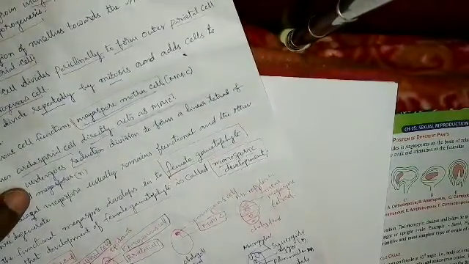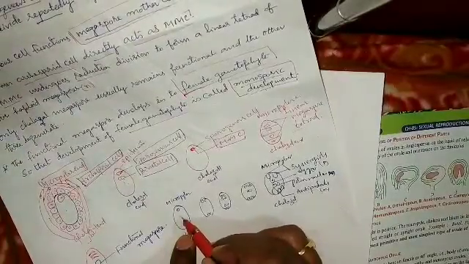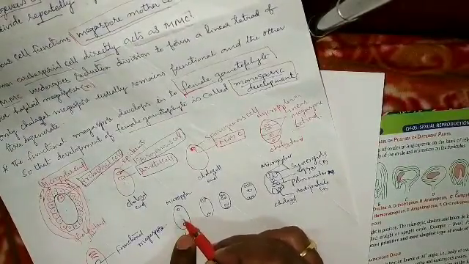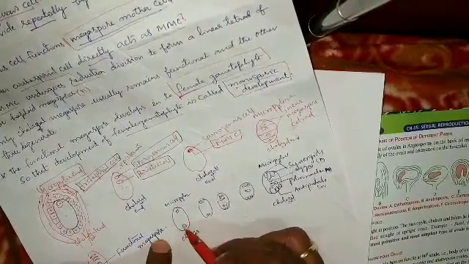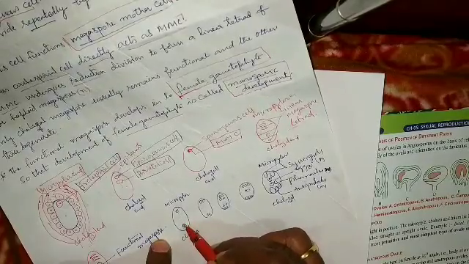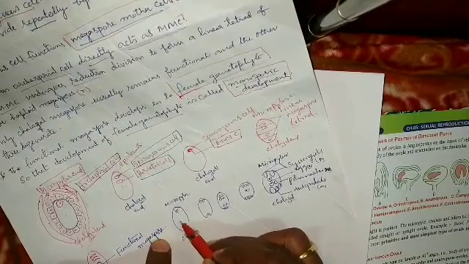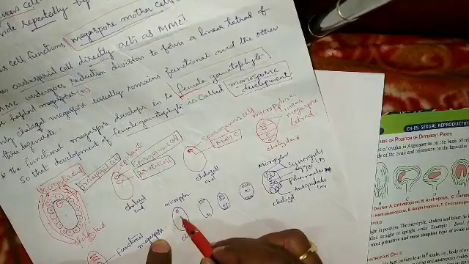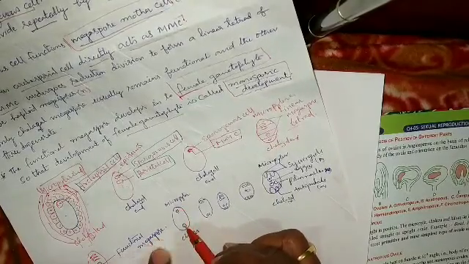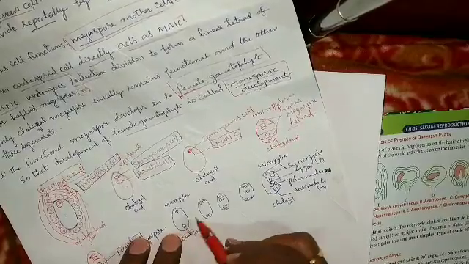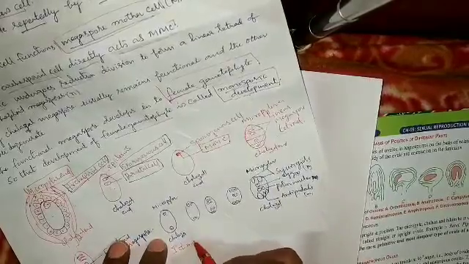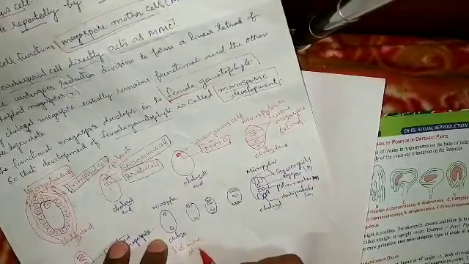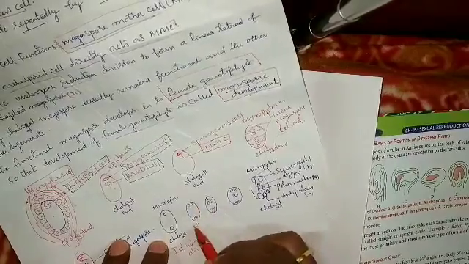The functional megaspore is divided mitotically and forms two nuclei, not cells, these are two nuclei. Those move towards the poles. Like that, the first mitotic division takes place in the functional megaspore. This is the first mitotic division.